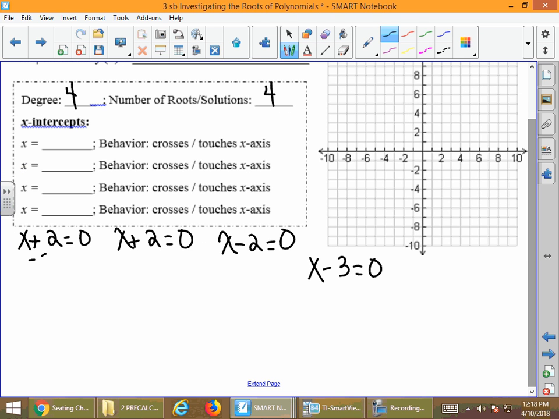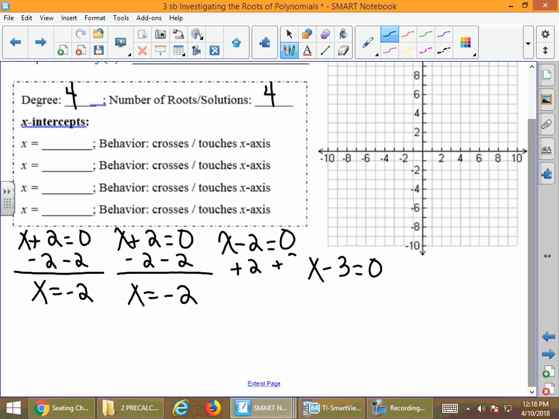So we subtract 2 from both sides and get x equals negative 2. And again, there's people that don't have to do that step. You can just look at the problem. But I do want to show where it's coming from. So we get x equals negative 2 again. And we add 2 to both sides to get x equals 2, and we add 3 to both sides to get x equals 3.